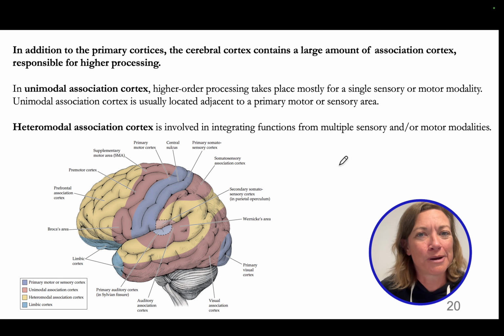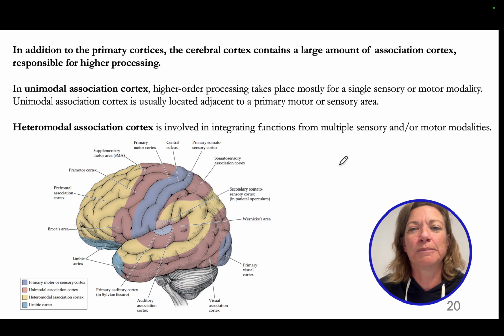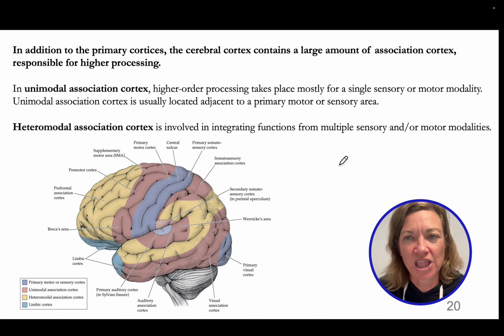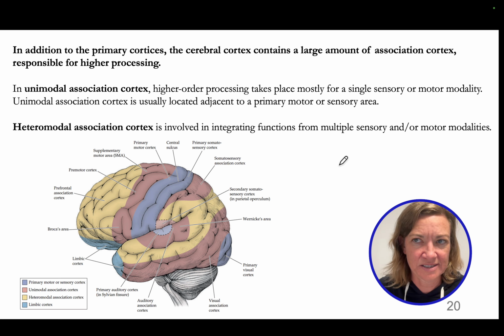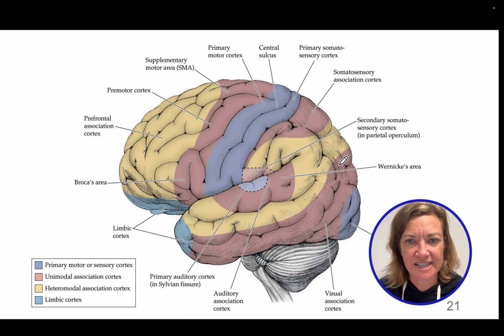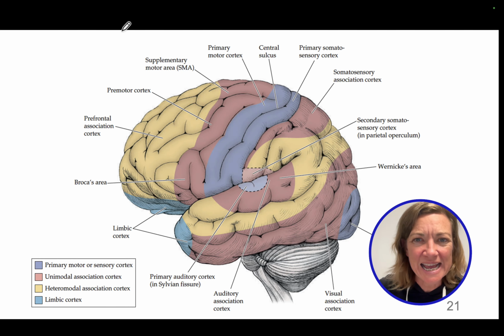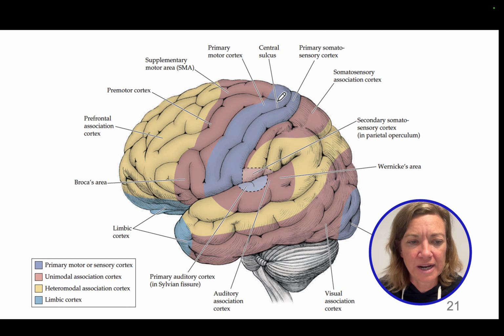Now, in addition to the primary cortices, the cerebral cortex contains a lot of association cortex, which is responsible for higher processing. I'll go on to the next slide for a moment. So we tend to think about primary cortex when we think about functional brain areas, right?